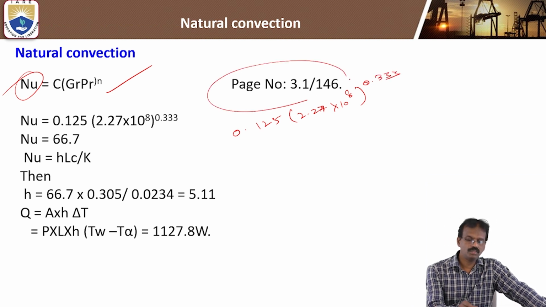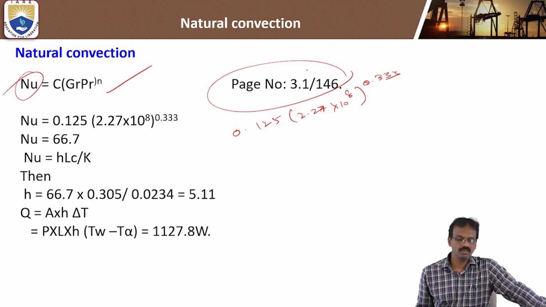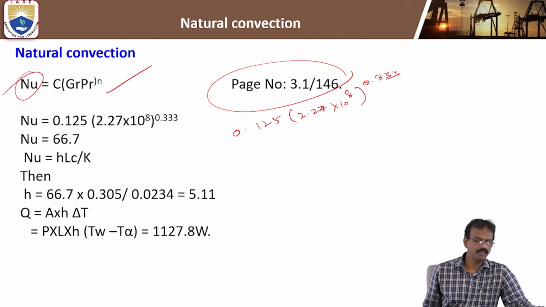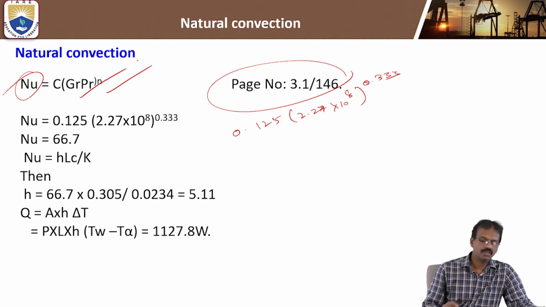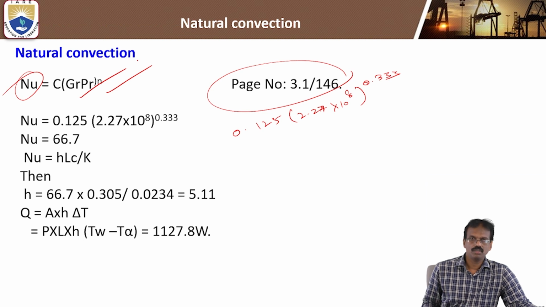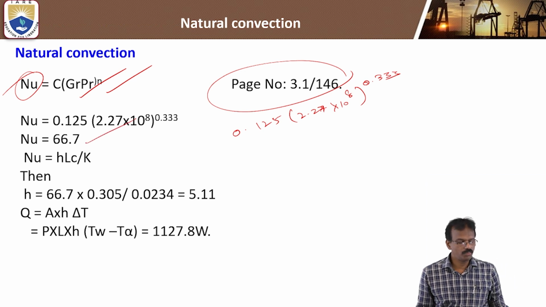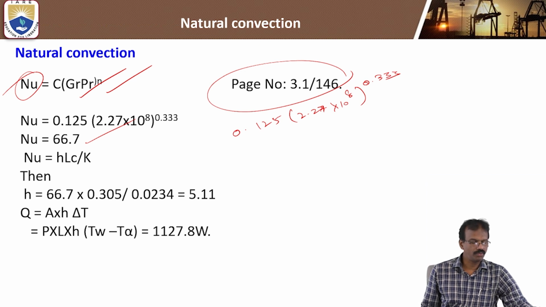According to page number 146, section 3.1, you can take the formula. If you refer to the Kothandaraman data book, you can understand this one also. So then the Nusselt value is equal to 66.4. Okay, Nusselt value is equal to 66.4.